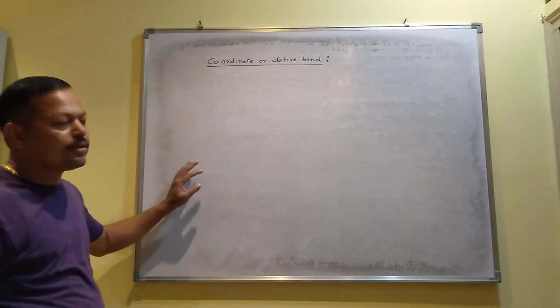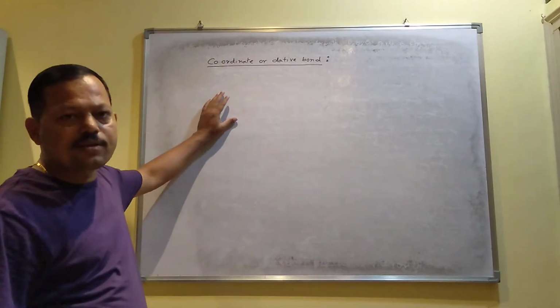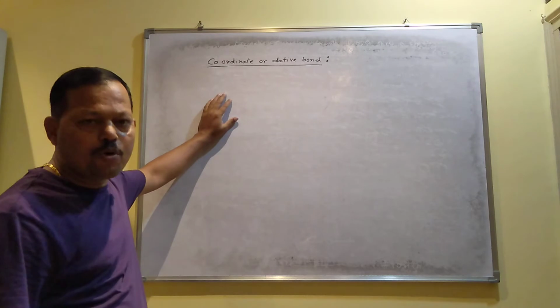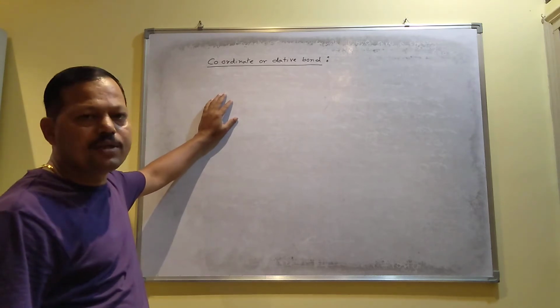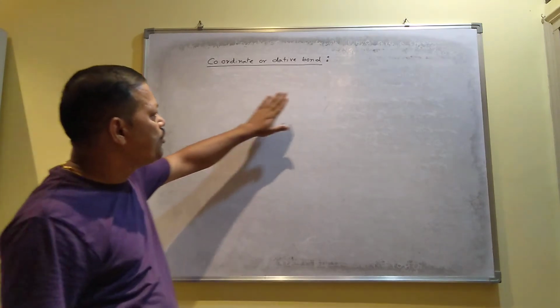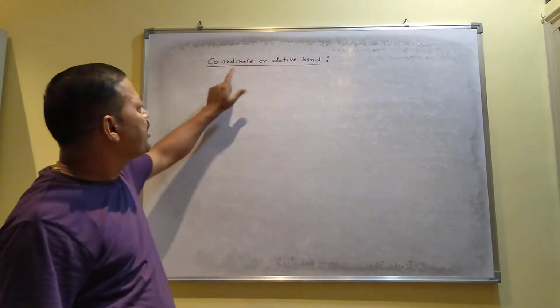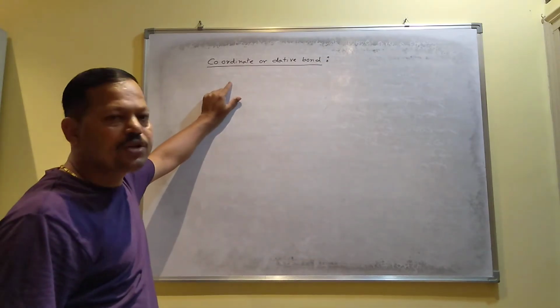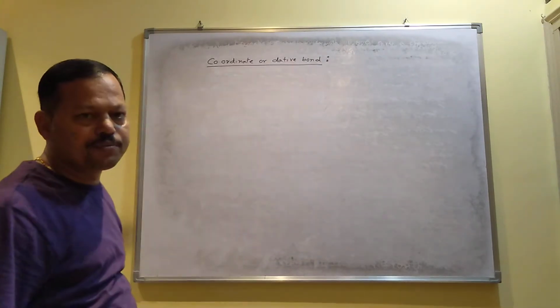Morning students. In last class we have discussed about the types of chemical bonding. Already we have discussed about covalent bond and ionic bond. So this is another type of bond which is called coordinate or dative bond.